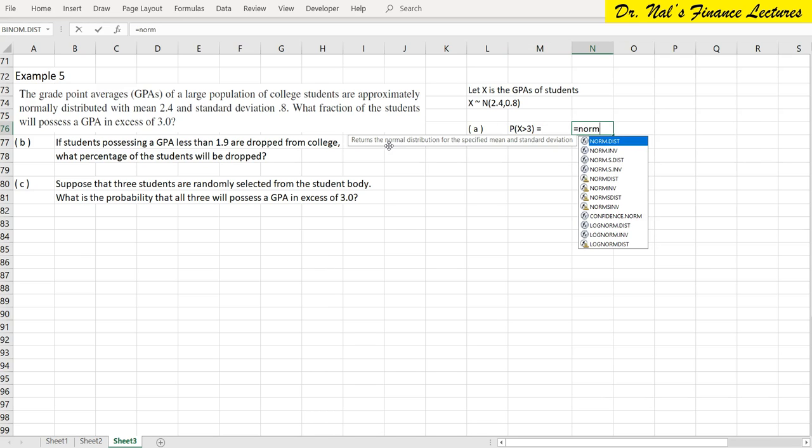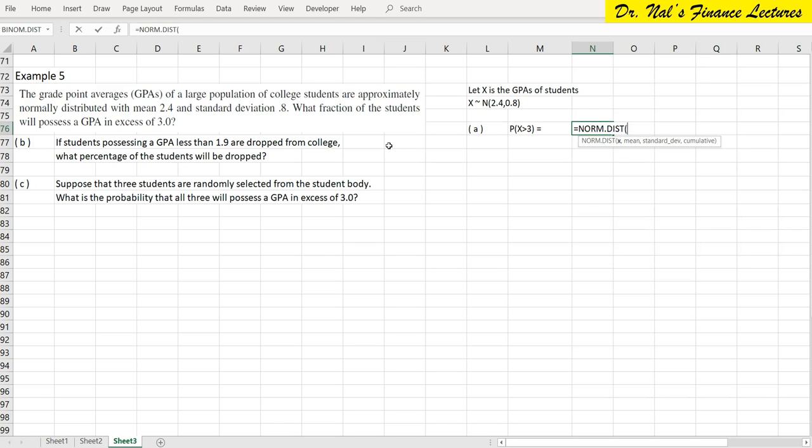Very easy. Norm dist, I guess, right? Wait, because it says the area to the right, and norm dist gives the area to the left if you use the cumulative feature. So I should have started with 1 minus norm dist. So the X is 3, the mean is 2.4, the standard deviation is 0.8, and true. That's it. That would be the answer. So 22.66% of the students will have a GPA in excess of 3.0. About 22% of students are honor students, if you want.